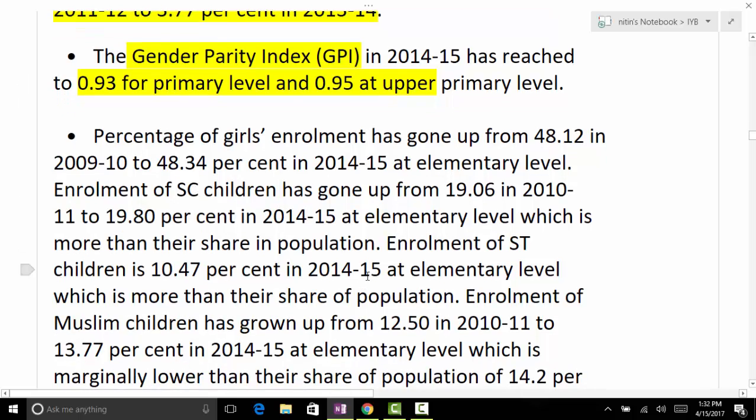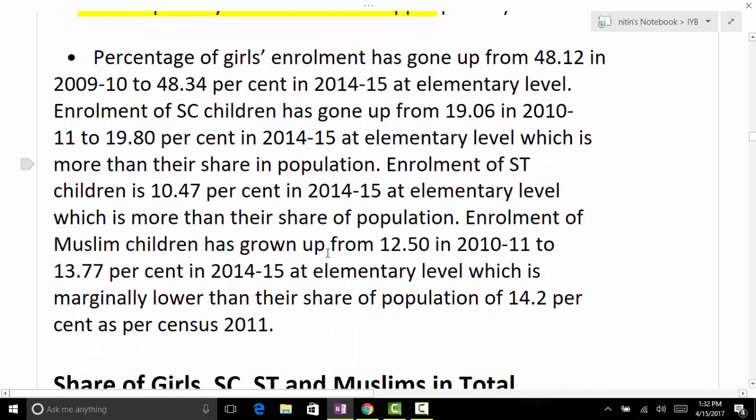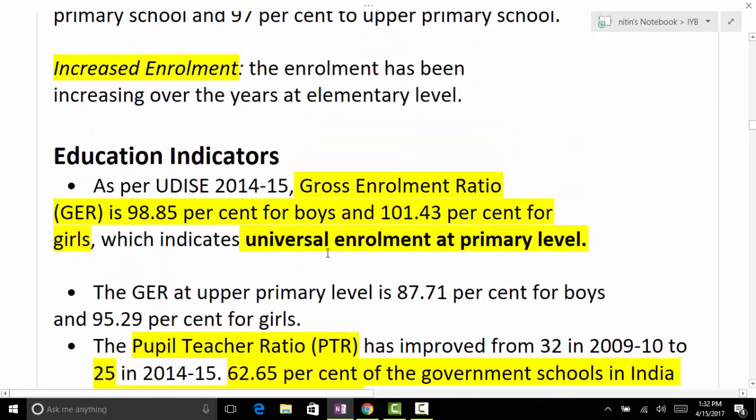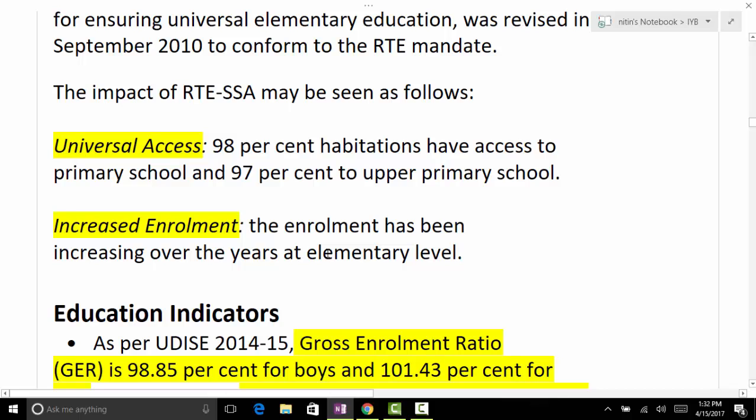Now the last paragraph discusses enrollment in all the different categories, SC, ST, girls; it has improved. Even the table in the yearbook showcases SC, ST, girls, their enrollment and the improvement in different years. So just remember that in this education system in India, there has been certain improvement. There are certain issues as well.